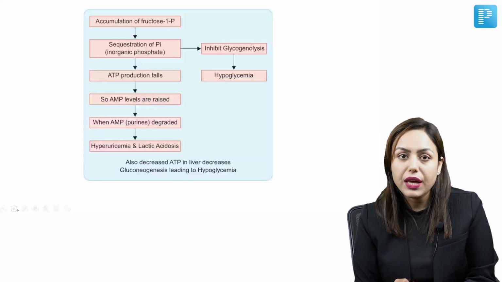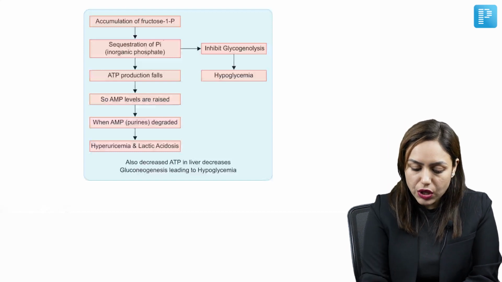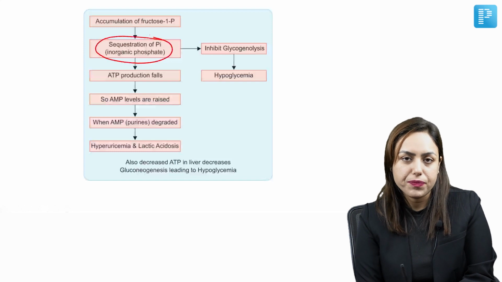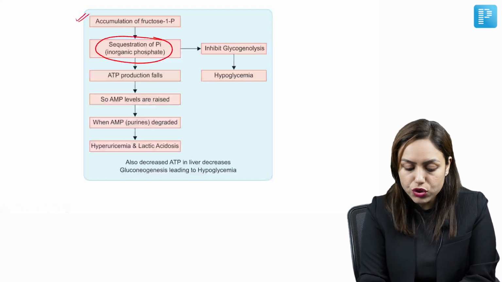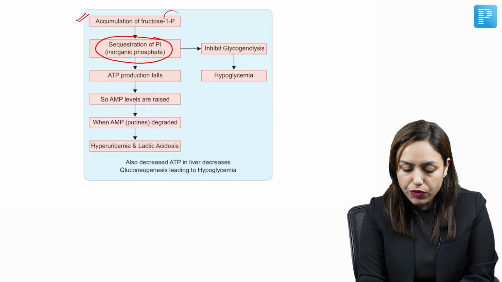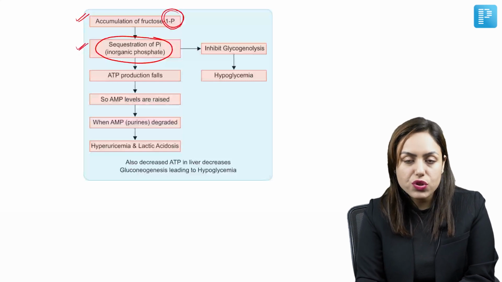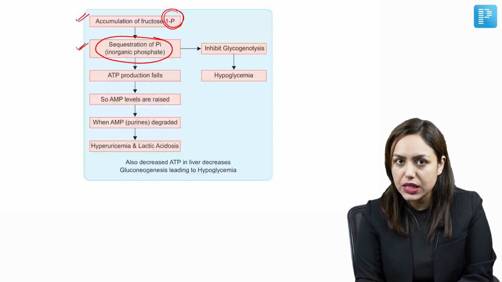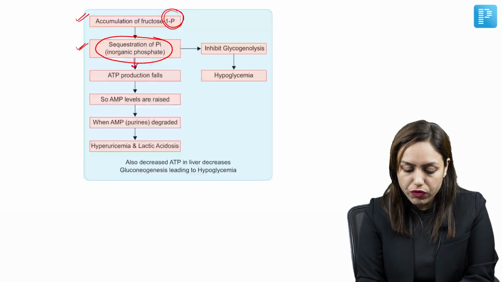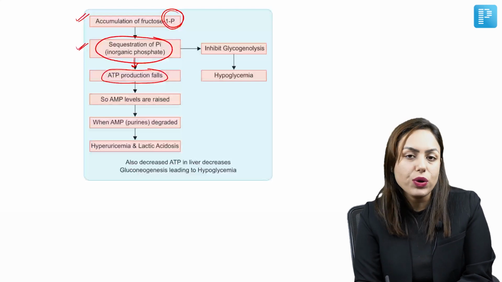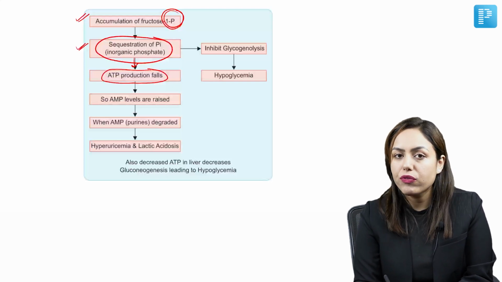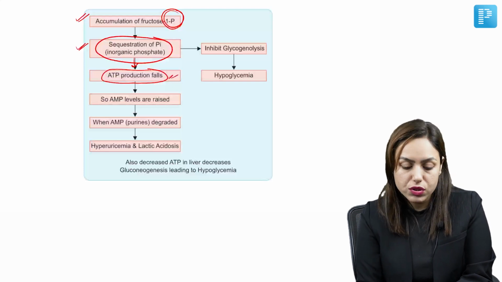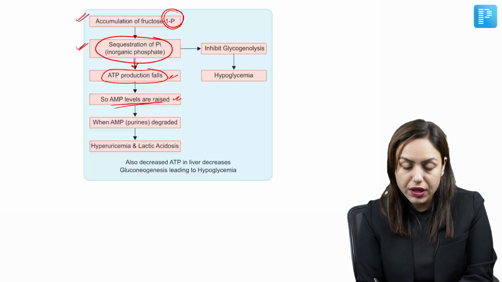There is one more thing occurring in hereditary fructose intolerance, that is sequestration of inorganic phosphate. What happens is that when there is accumulation of fructose 1-phosphate, too much phosphate is joined with fructose, so we have less phosphate available in the cells. This is known as sequestration of inorganic phosphate, which also occurs in von Gierke's disease, right? Now, due to this, what will happen? ATP production falls, because for conversion of ADP to ATP we require phosphate. So when phosphate is not there, ATP production falls, or we can say AMP levels are raised.